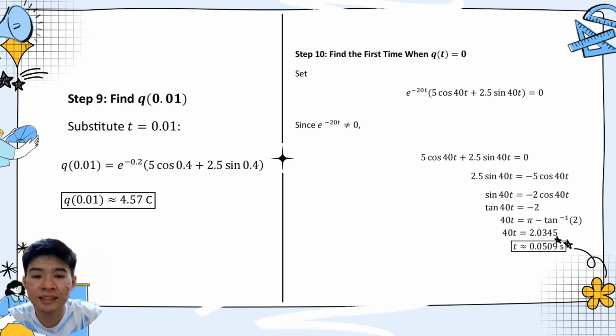And then the last step is to find the first time when Q(t) equals 0. By setting our particular solution equal to 0, since e^(-20t) will never equal 0, we know that 5 cos 40t plus 2.5 sin 40t will equal 0. So we solve our equation, and we get t is approximately 0.0509 seconds.